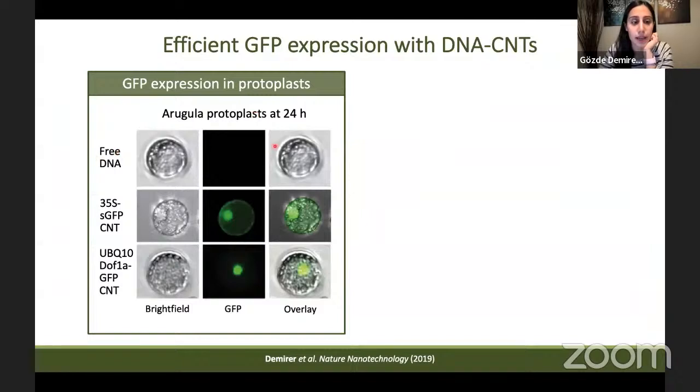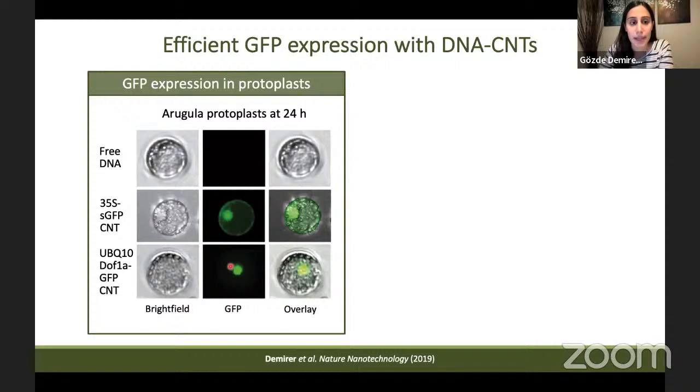So on the top, again, there's the free DNA. Without nanoparticles, it's not able to enter the cells by itself. But when we express it with carbon nanotubes using the 35S GFP construct, we see it in the cytosol and in the nucleus. And we have also expressed a GFP that was targeted to nucleus. So in this case, we see GFP only in the nucleus of these cells.